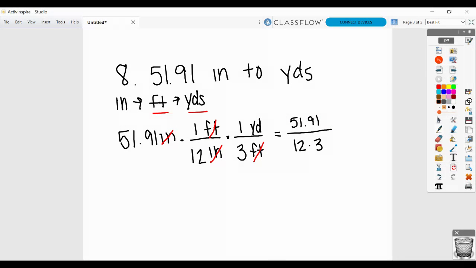So 51.91 divided by 36, and you get 1.44 yards.